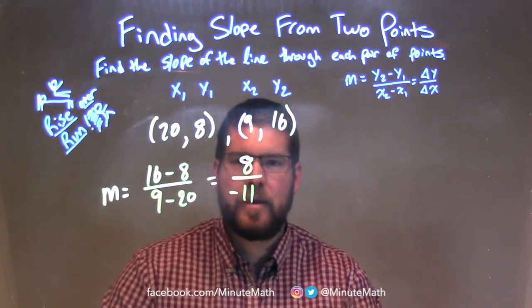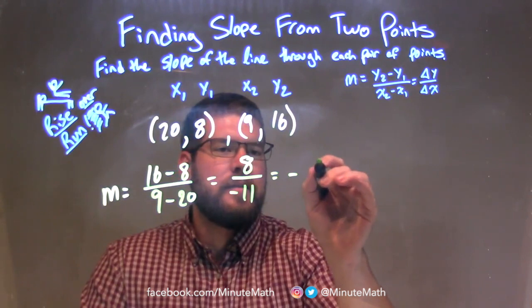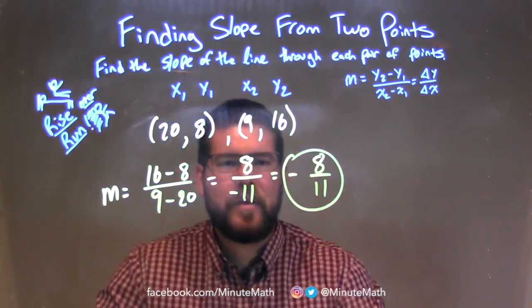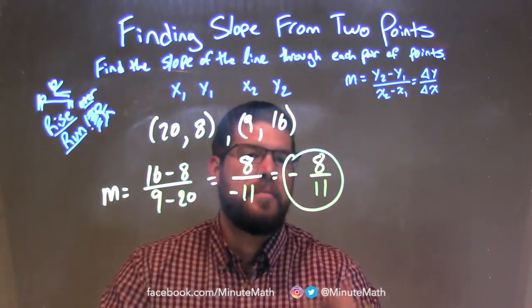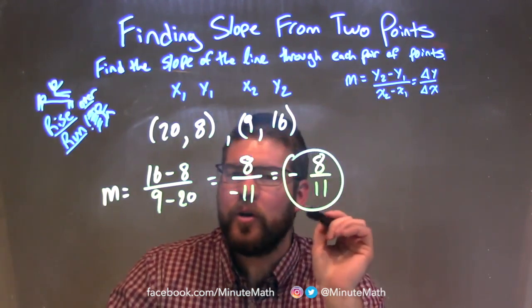Negative 11. Okay, so if you rewrite that, I like to have the negative up front here. So negative 8 over 11 is just my final answer. There's no simplification that really can go on there. 8 and 11 there's no common factors, so there we go. Our slope, our final answer here is a negative 8 over 11.